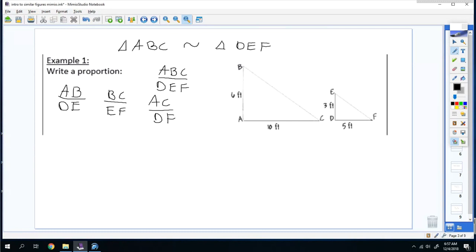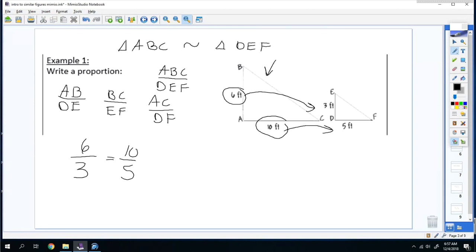All right, with that said, let's prove that these are similar. I'm going to take length AB, which is 6. AB goes with DE, so it goes with 3. So it'll be 6 over 3. Since I started at the left triangle, I'm going to go back to the left, go to 10, and we know 10 goes to 5. And so that's our proportion. Some of you might already see that 6 divided by 3 and 10 divided by 5 are both 2, so they're already equal. If you don't see that, it's perfectly fine.